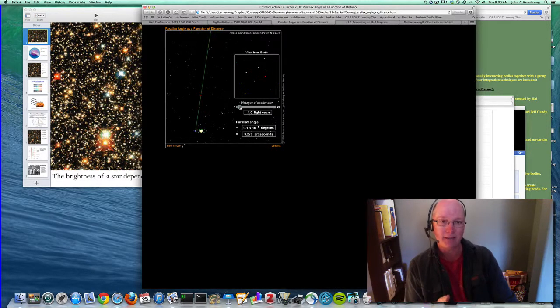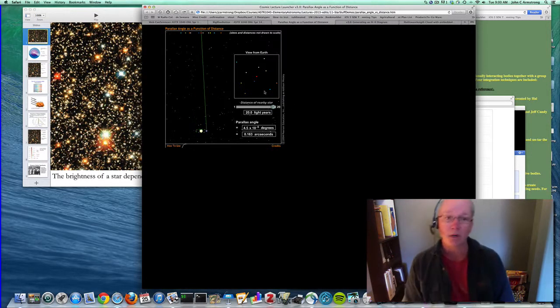So here I've got a star at 1 light year, and you can see this little red star bouncing back and forth. If I move this out to 5 light years, it bounces back and forth a little bit less. If I move it back to 10 light years, it bounces even less, and if I go out to the full 20 light years, I can hardly see any motion at all.